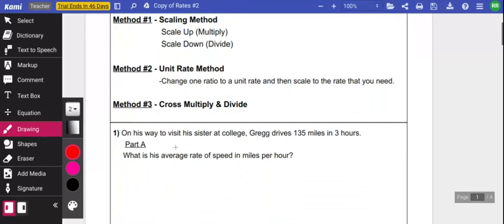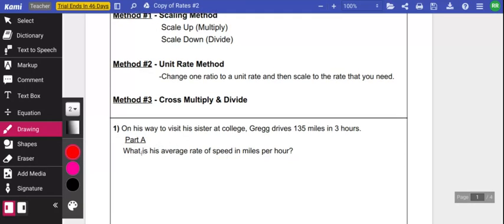So here, number 1, it says, on his way to visit his sister at college, Greg drives 135 miles in 3 hours. So part A question says, what is his average rate of speed in miles per hour? So we want miles per hour. Okay, now this word per right here is a key word when dealing with rates. Per, when dealing with rates, is going to signal our horizontal fraction bar. So if I want miles per hour, I need miles on top of the fraction. Per is my fraction bar, hours on bottom.